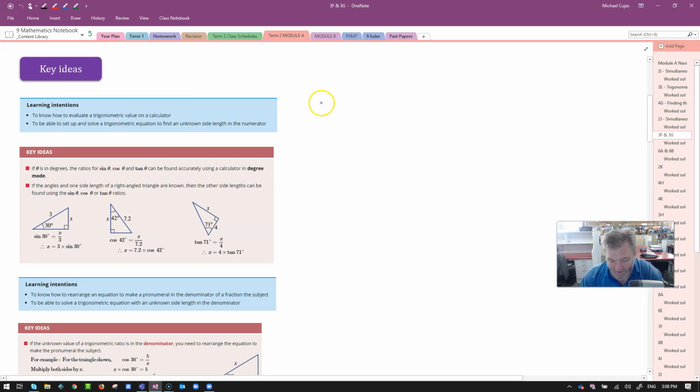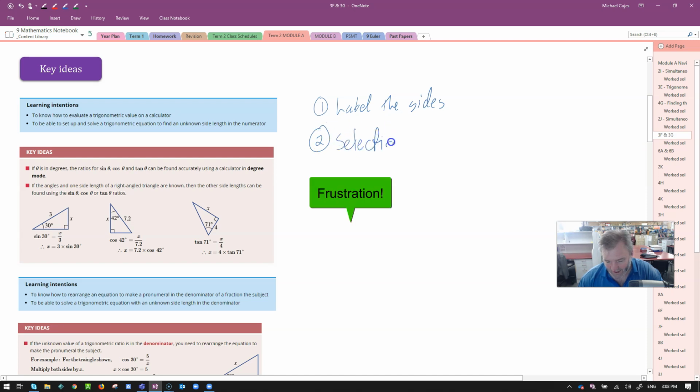And our first step is always labeling the sides. That's really important. Depending on the angle we're given, we've got to label the sides. The second step is selecting the correct ratio that's going to be useful for us.